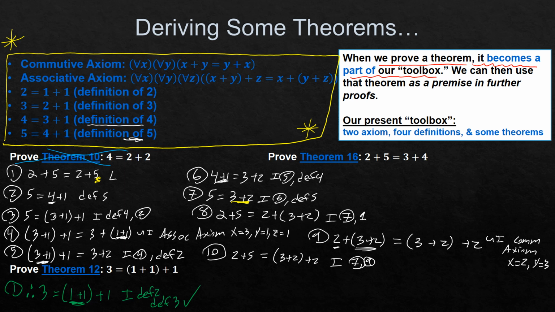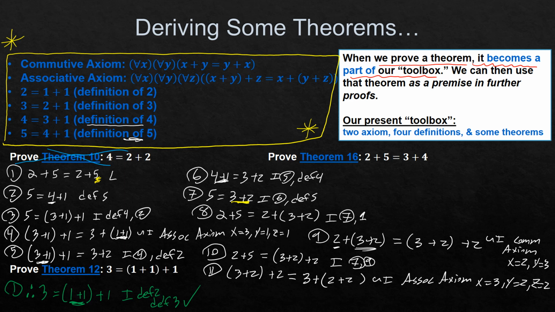But now we're going to need the associative axiom. If we say that x is 3, y is 2, and z is 2, we'll get for line 11, (3 + 2) + 2 is equal to 3 + (2 + 2) by the universal instantiation, associative axiom, where x equals 3, y equals 2, and z equals 2.